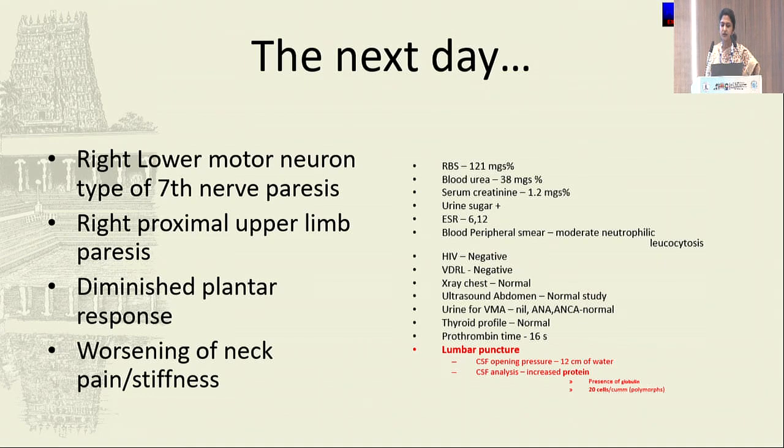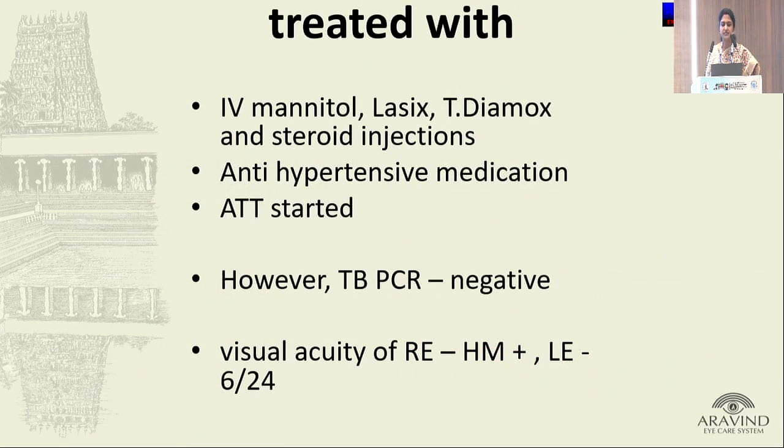And the rest of her profile was normal, except that her CSF opening pressure on lumbar puncture was 12 centimeters of water, and CSF analysis showed an increased protein. With this in mind, the treatment by the neurophysician, that is a neurologist, was IV mannitol, Lasix, Diamox, and steroid injections, antihypertensive medications, and ATT was empirically started. However, the TB PCR seemed to be negative.